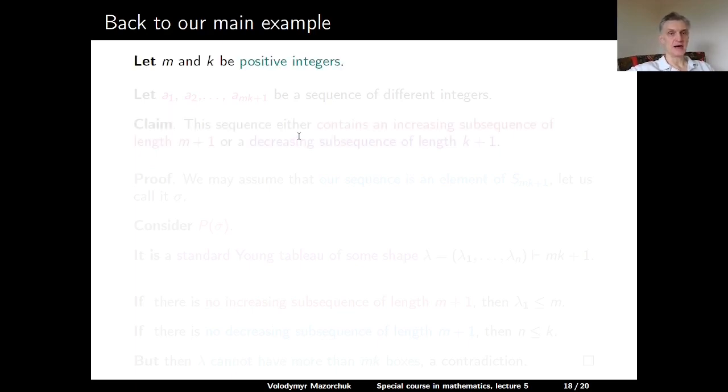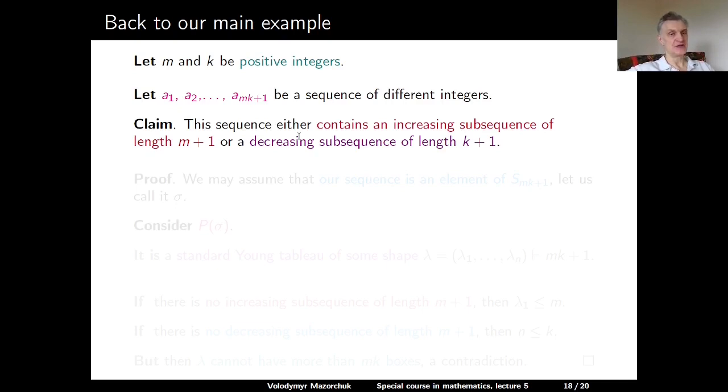So if m and k are two positive integers, and a1, a2, and so on, a_{mk+1} is a sequence of different integers, then the sequence either contains an increasing subsequence of length m plus 1 or a decreasing subsequence of length k plus 1. Proof. Of course, since the only information which is important for this problem is which elements of the sequence are greater than other elements, we may assume that our sequence is an element in the symmetric group S_{mk+1}. So let's call this element sigma.